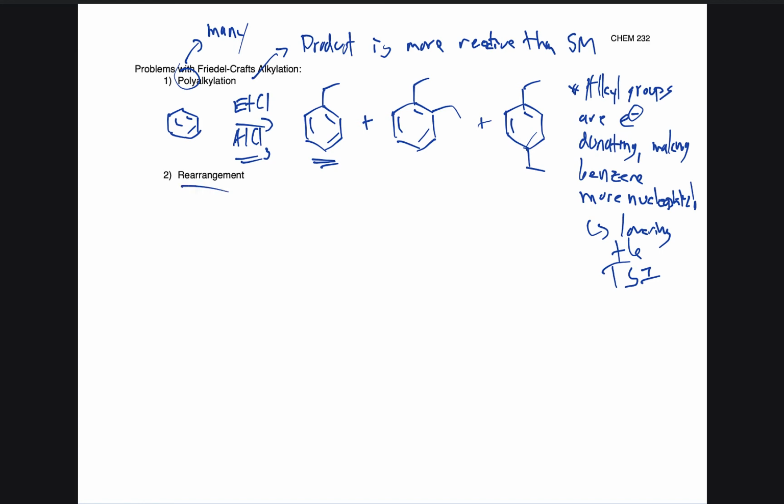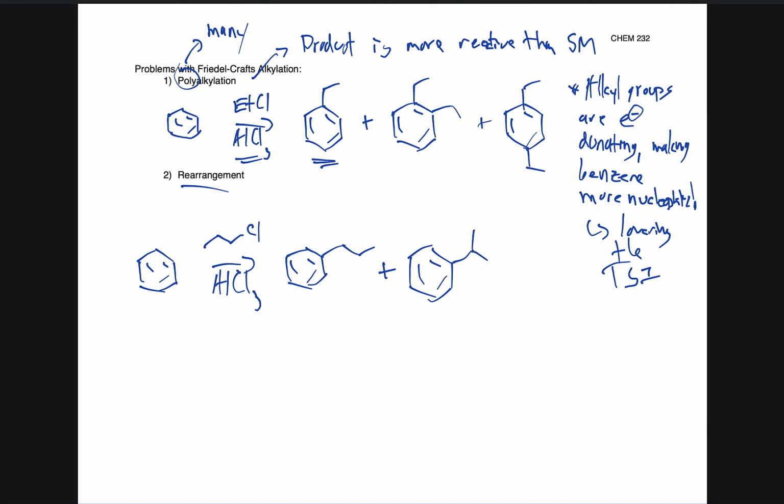Another problem is that we can get rearrangement occurring. We have a very similar setup, but instead of ethyl or methyl, let's look at propyl chloride. In this case, our minor product is actually the propyl product, but our major products are the rearranged propyl group, isopropyl, plus all these polyalkylated products too. So we get all of what we have up above in number one happening as well.